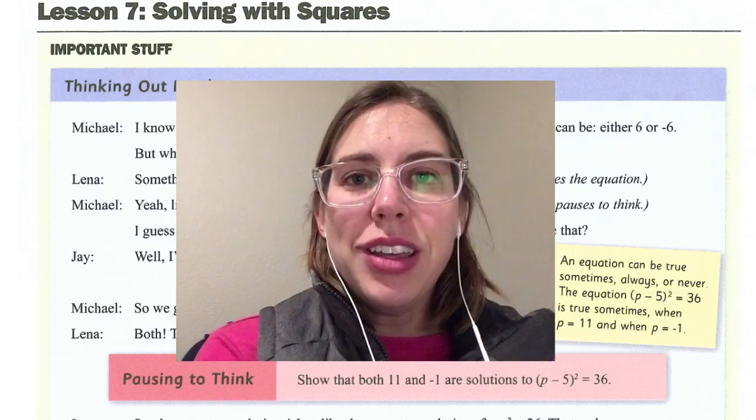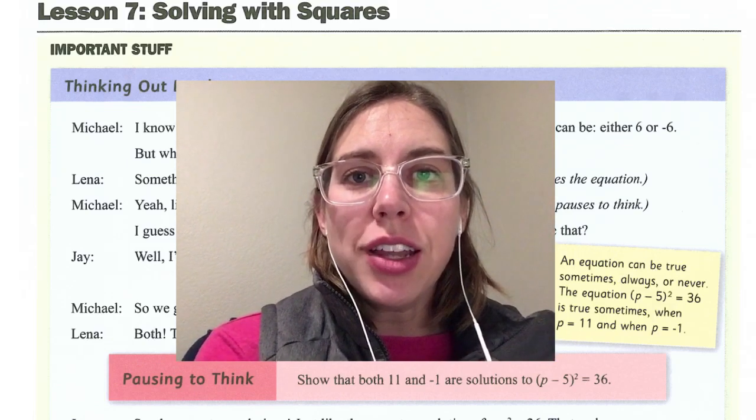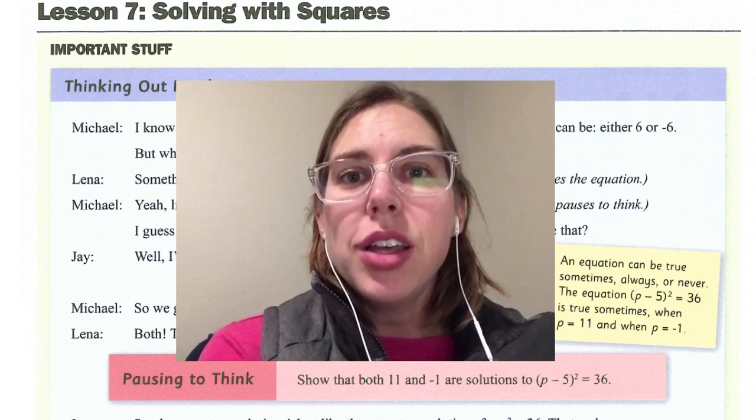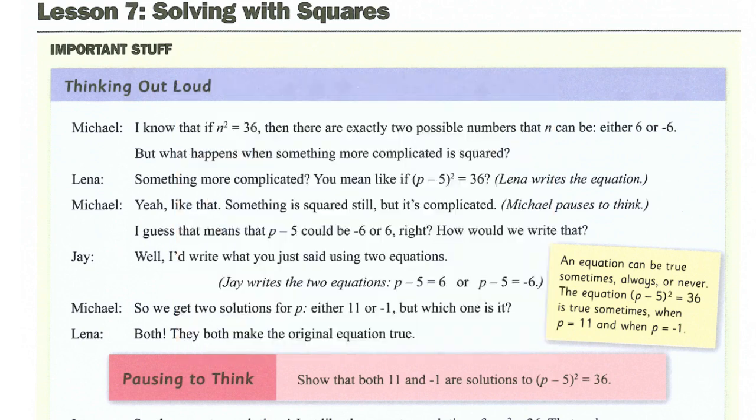Hi, Algebra. In this lesson, we're going to be solving equations that have things that are being squared. So here we go. First thing I want to point out is in this first sentence here, Michael says that if n squared equals 36, then there's two possible numbers that n can be, 6 or negative 6. And I just want you to jot this down.